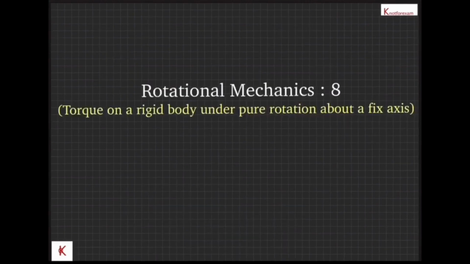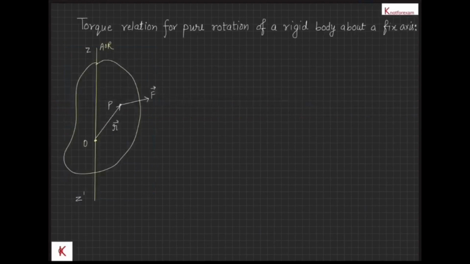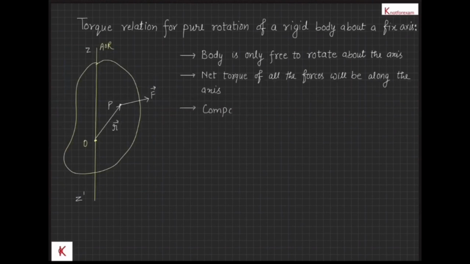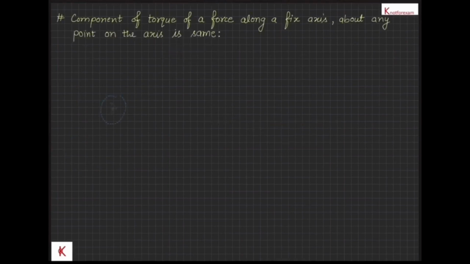And we are going to discuss torque on a rigid body under pure rotation about a fixed axis. Let a rigid body be under pure rotation as shown in the figure. Since the body is only free to rotate about the axis, the net torque of all the forces will be along the axis. And only the component of torque of a force along the axis is required, other components will be cancelled out by torque of other forces. Another important thing is that the component of torque of a force along a fixed axis about any point on the axis is the same. Let's take any 2 points O and O dash on the axis as shown in the figure.